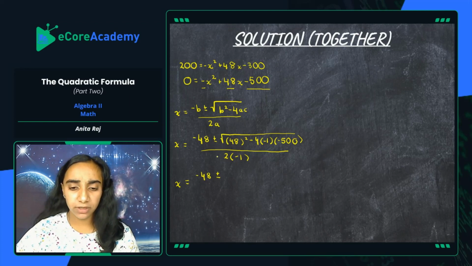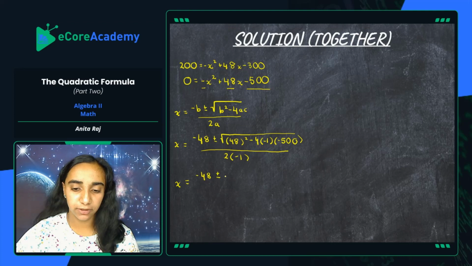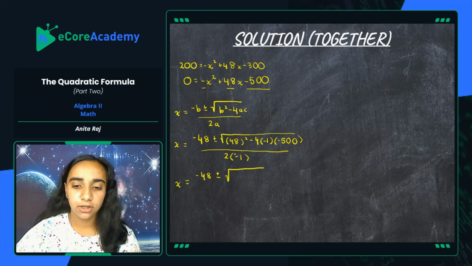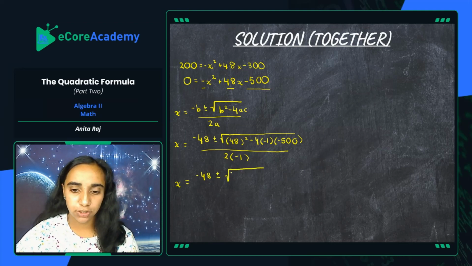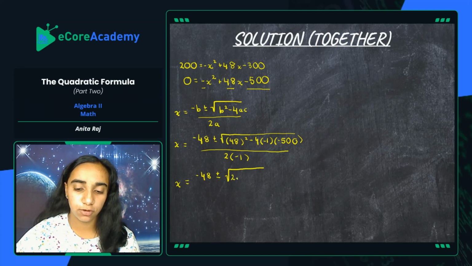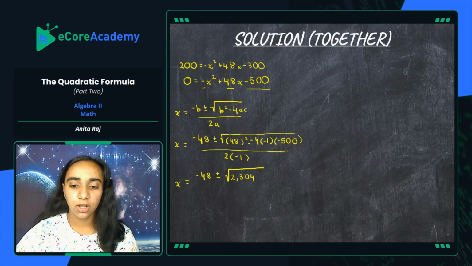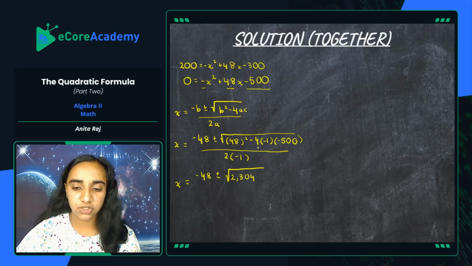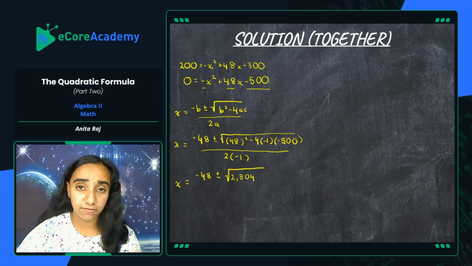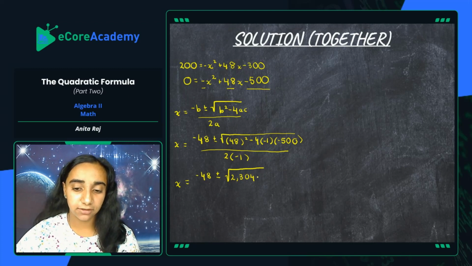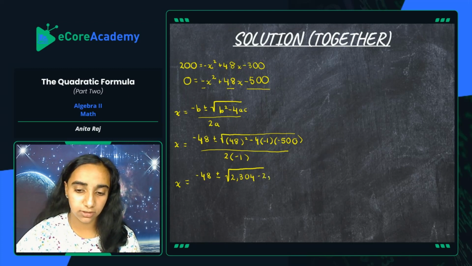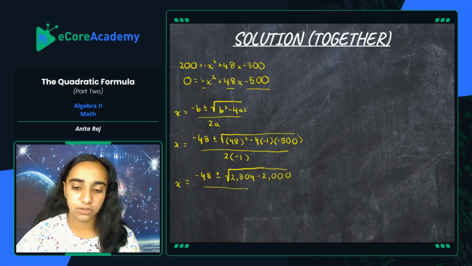So we have that negative 48 plus or minus. I'm going to bring that down. Then we have the radical sign. So 48 squared is, I'm just going to tell you, 2,304. And then if we look at this over here, negative 4 times negative 1 is just 4, and 4 times negative 500 is negative 2,000. So we just did negative 4ac, and we got that negative 2,000, and that's going to be over 2 times negative 1, which is just negative 2.